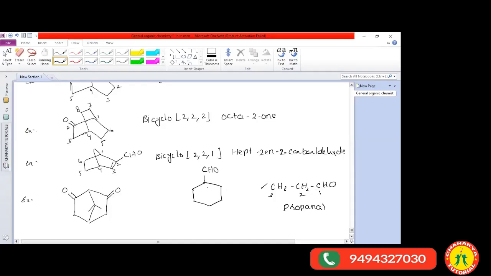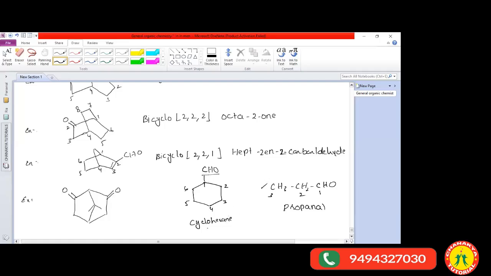But in a cyclic ring, we can start the numbering from here, we cannot start from here. Is it right? Yes, sir. 1, 2, 3, 4, 5, 6. Now, what is the given cyclic ring? It is a cyclohexane. But the aldehyde group is present outside the ring. Whenever it is present outside the ring, we write it separately as carbaldehyde.